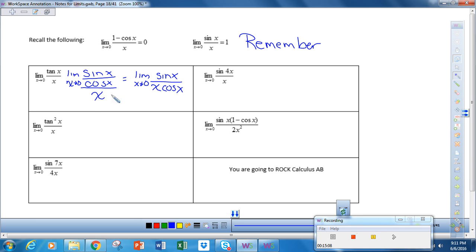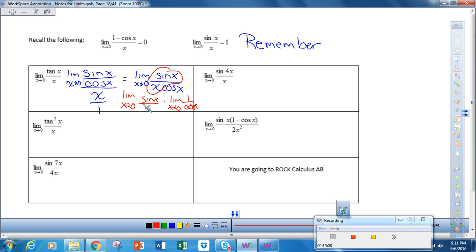If you don't understand how I wrote that, what I did was I simply multiplied by the reciprocal. That's all I did. Okay? So now, look at this. I have sine x over x, and I know the limit as x approaches 0 of sine x over x is 1. So I can write this as the limit as x approaches 0 of sine x over x times the limit as x approaches 0 of 1 over cosine x.